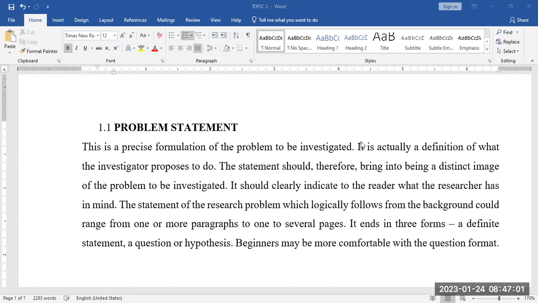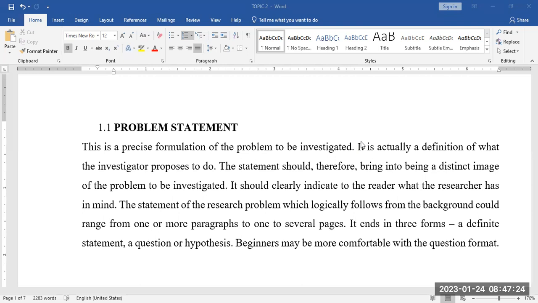Now, today, we are going to look at the concepts that are used in research. And one of the concepts that are used in research is what we call problem statement. Let me start with this particular term known as problem statement. And this is a precise formulation of the problem to be investigated.